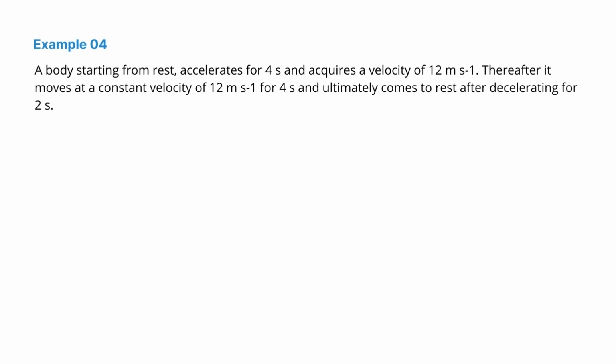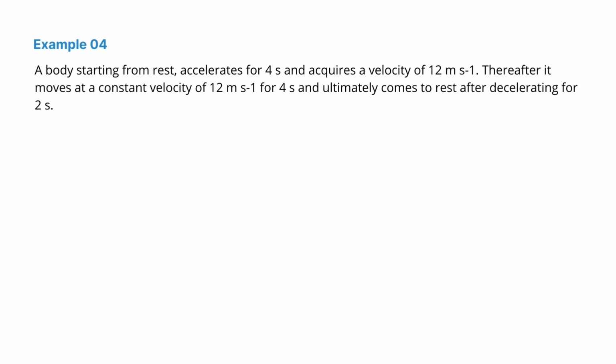Another example: a body starting from rest accelerates for 4 seconds and acquires a velocity of 12 meters per second. Thereafter it moves at a constant velocity of 12 meters per second for 4 seconds, and ultimately comes to rest after 2 seconds. So as you can see, the object has 3 types of movement included here. Initially it is accelerating for 4 seconds, then moving with constant velocity, and then decelerating.